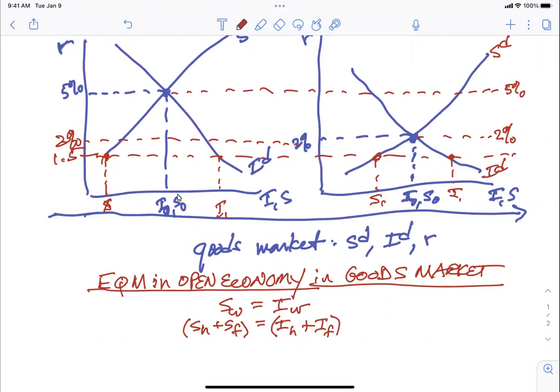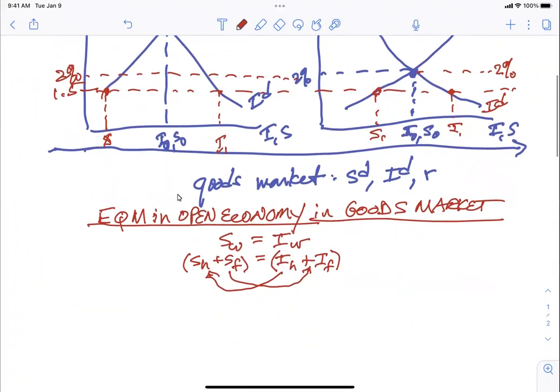So now, if I just want to think about what this means in each country, then I want to bring home and foreign on the same sides, right? So I want to bring foreign over here. I'm going to bring the home over here, right? So I'm going to subtract IH from each side. So then I have SH minus investment in the home equals what? Investment in the foreign minus saving in the foreign, right?